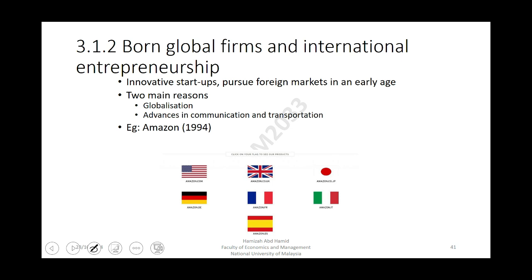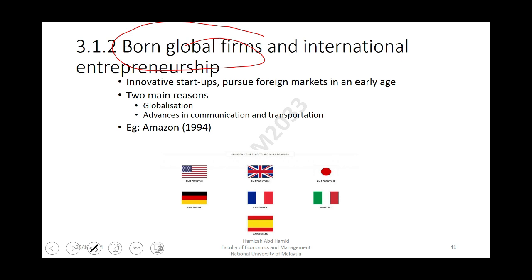One of the opposites of the incremental stage in international business is the born global firm. That's the clue right there: firms that are born to be global. This is a branch in international entrepreneurship. They talk about innovative startups that pursue foreign markets at an early age. So two main reasons how born globals become almost a norm.